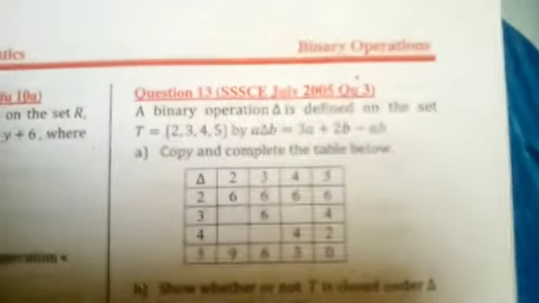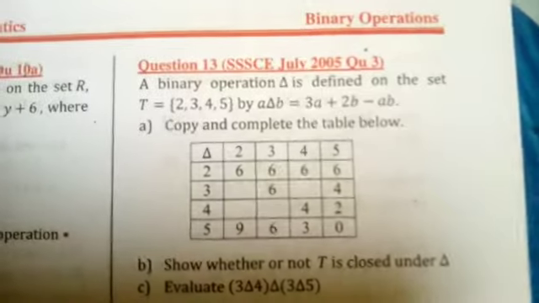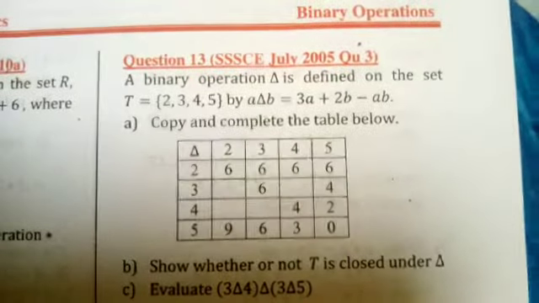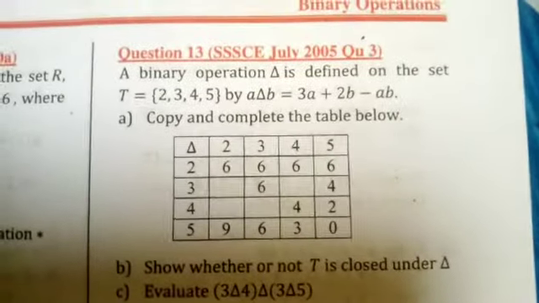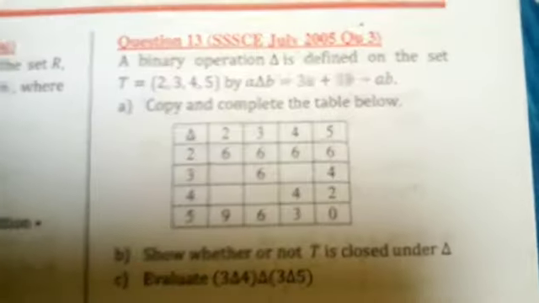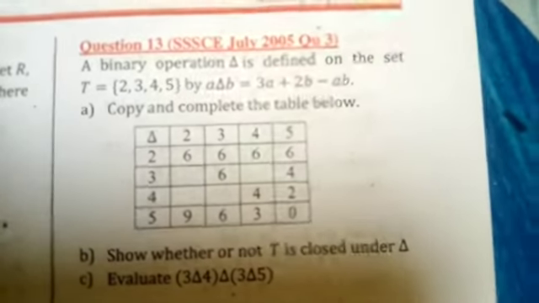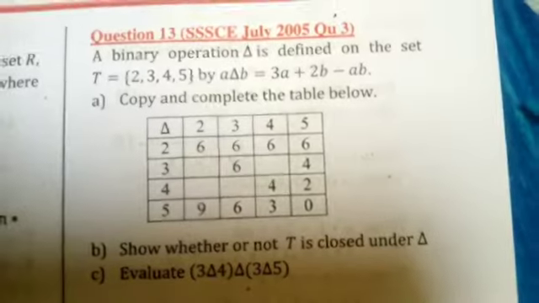So here's the book. Here's the question. They say a binary operation, maybe a delta or triangle, is defined on a set. So that is the set, the house that we are talking about here. The house is T equals 2, 3, 4 and 5. So how many people are in the house? Four people are in the house, by the names 2, 3, 4 and 5.